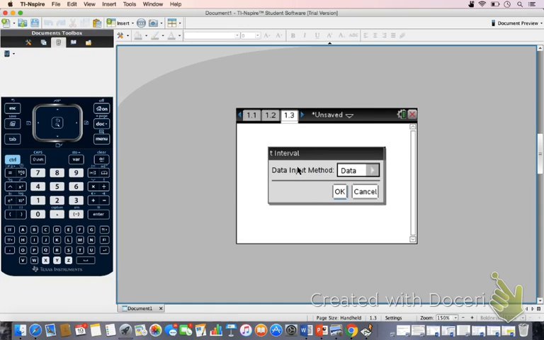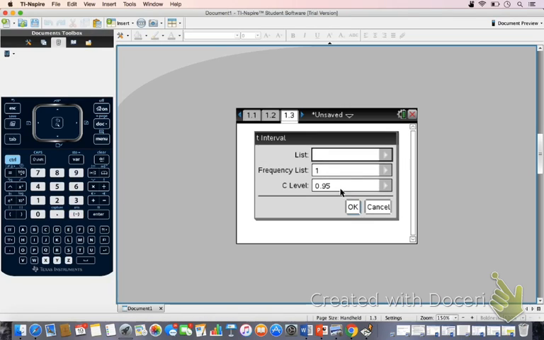When we click on that, we can either ask the calculator to read the data that we've already entered, or we can enter our mean and our standard deviations ourselves. Now, since the data is already in my calculator, we can select data here and pick OK. The calculator is going to ask us what list our data is in. Mine was called variable Y, so I'm going to pick Y. Frequency list is going to be 1.